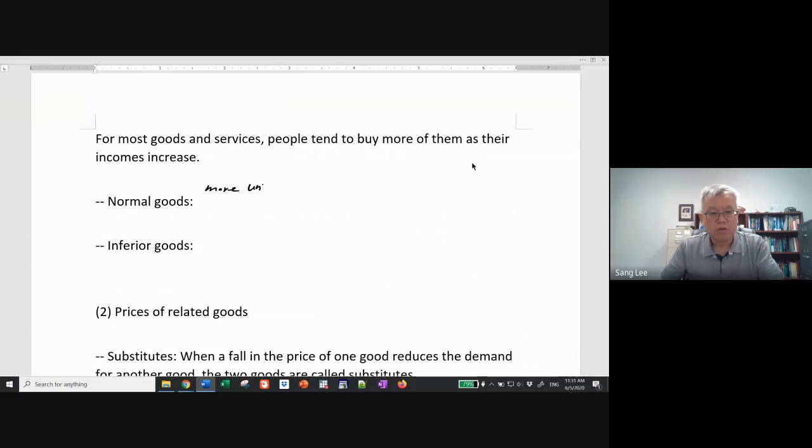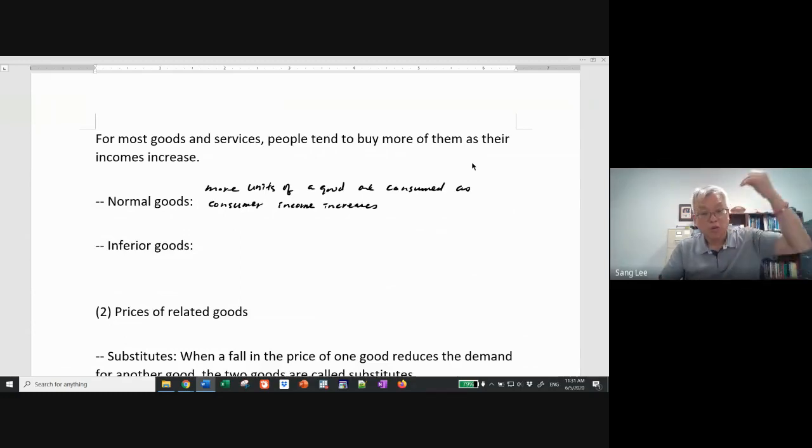So more units of a good are consumed as consumer income increases. So that means also when income goes down, then fewer units will be consumed. So income and the quantity demanded are moving in the same direction. Then we say they are normal goods. Most of the goods we buy in the marketplace are normal goods.